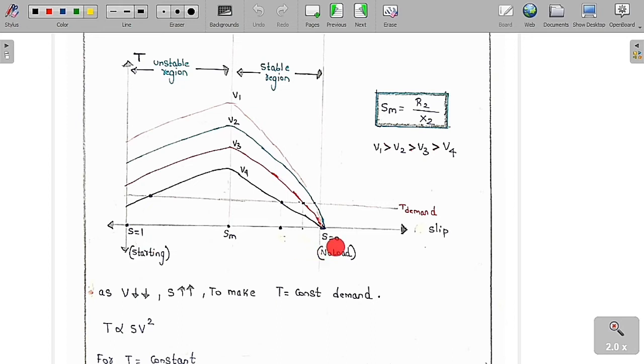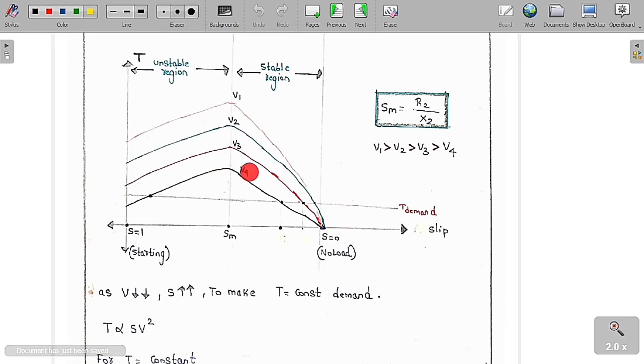See, S is going to increase from 0 to 1 in this fashion. From 0 to Sm, as S is increasing from 0 to Sm, it's a straight line. So as S increases, the torque also increases. Whereas from Sm to S equal to 1, the torque will decrease. So as S is increasing from 0 to Sm, the torque increases, and from Sm to S equal to 1, the torque will decrease. So this is the graph that you are going to get in this fashion.